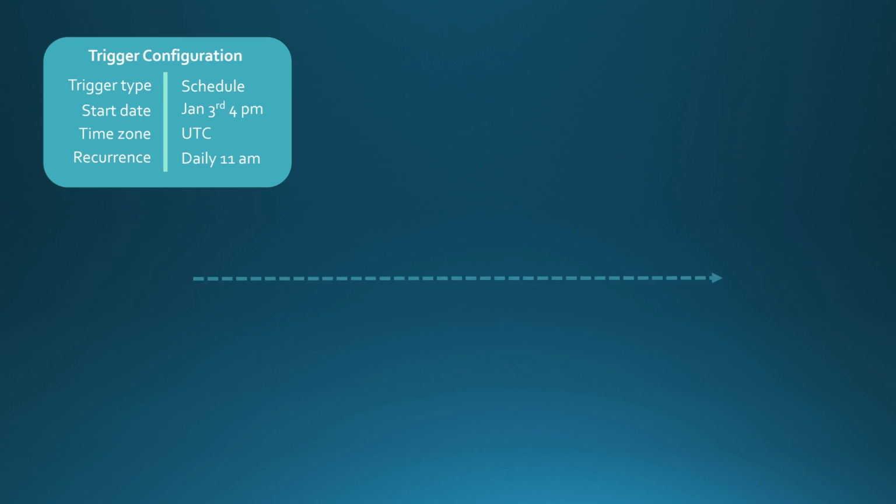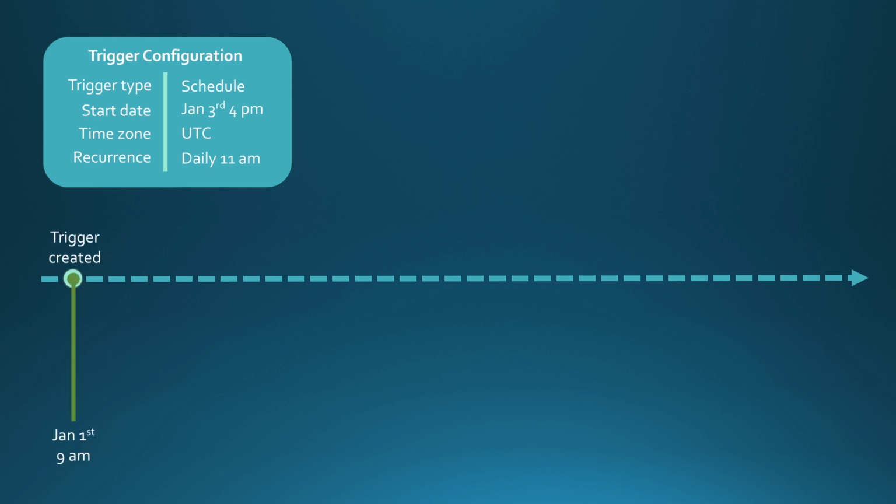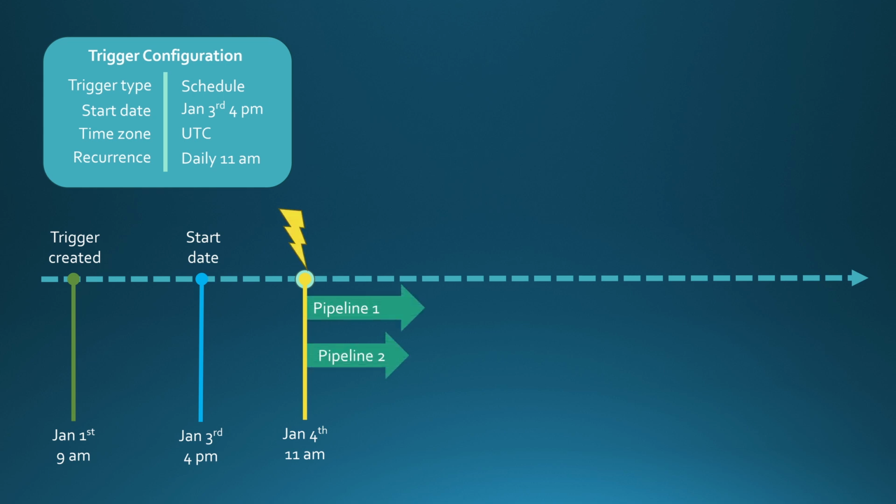So let's start running our timeline here. First, our trigger is created on January 1st, 9 a.m. Then our start date is set to January 3rd, 4 p.m., which means that the first time our trigger will actually execute is January 4th at 11 a.m. When our trigger runs, it will trigger two pipelines because this schedule trigger is tied to two pipelines, pipeline 1 and pipeline 2, and they both start running after the trigger has executed. But our pipeline 2 fails, and nothing happens. It will stay in the failed state because in this trigger we don't have any policies to say to try to run that pipeline again if it fails. So we move forward.